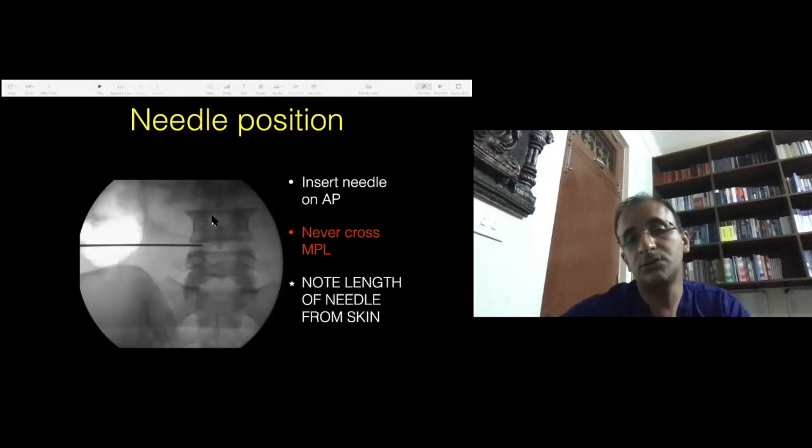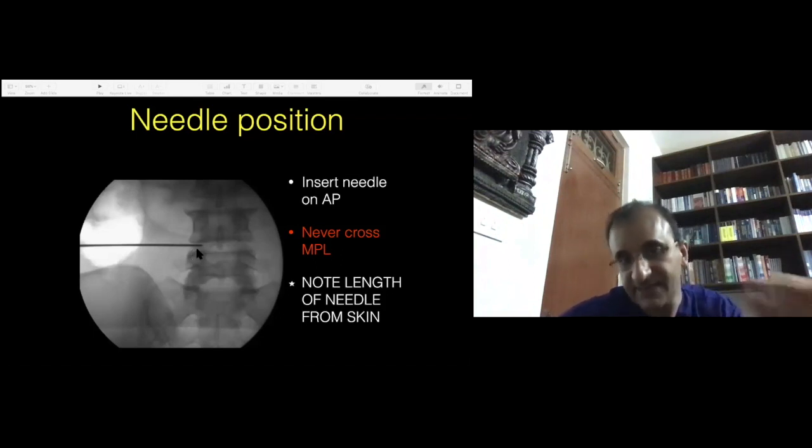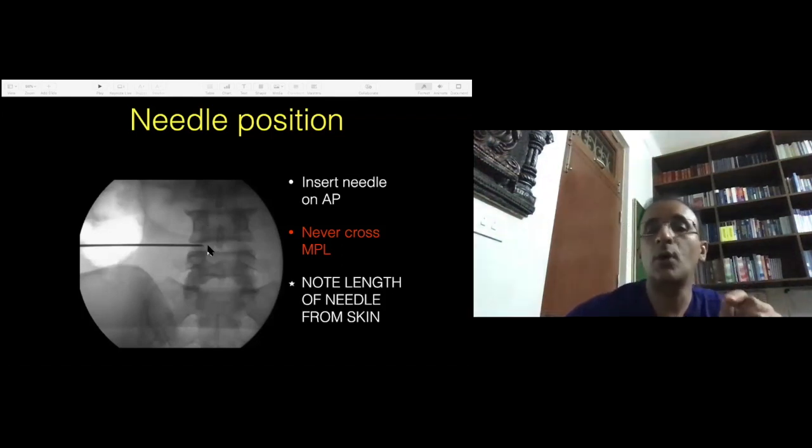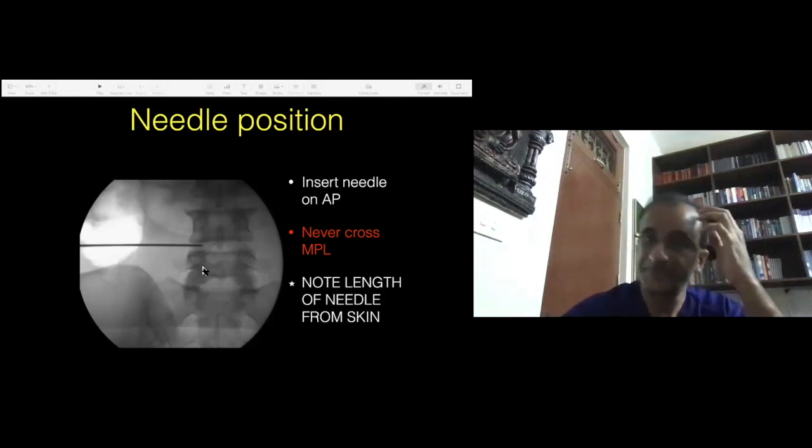The lumbar roots are going in between the two pedicles. There is no neural structure from here to here at the discal level. Now, if I insert this further, it can go and injure the dura and you can have a leak. So this needle should never cross the medial pedicle line.